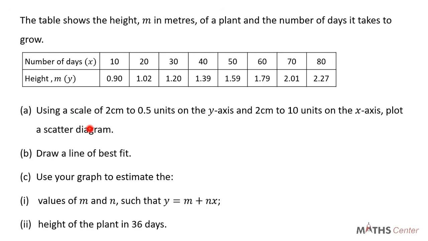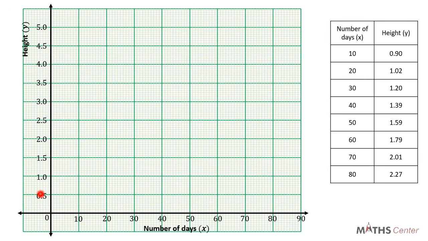The scale has been given to us: 2 centimeters to 0.5 units on the y-axis and 2 centimeters to 10 units on the x-axis. The first point is 10, 0.9. So 10 on the x-axis and 0.9 on the y-axis. That will be here. The next one is 20, 1.02. 20 on the x-axis, 1.02 on the y-axis will be here. The next one is 30, 1.20. 30 on the x-axis, 1.20 on the y-axis will be here. The next one is 40, 1.39. 40 on the x-axis, 1.39 on the y-axis will be here.